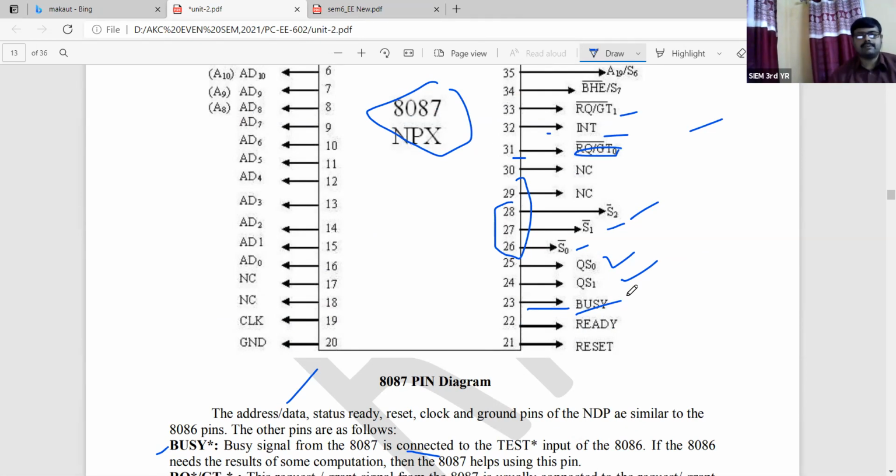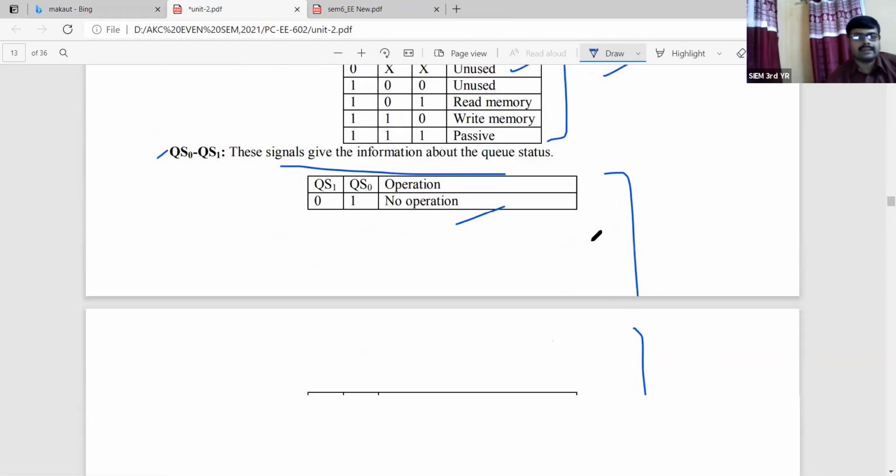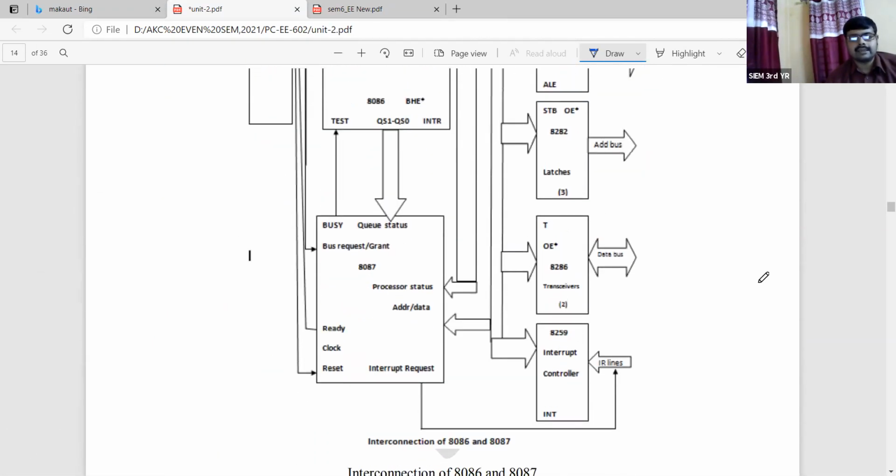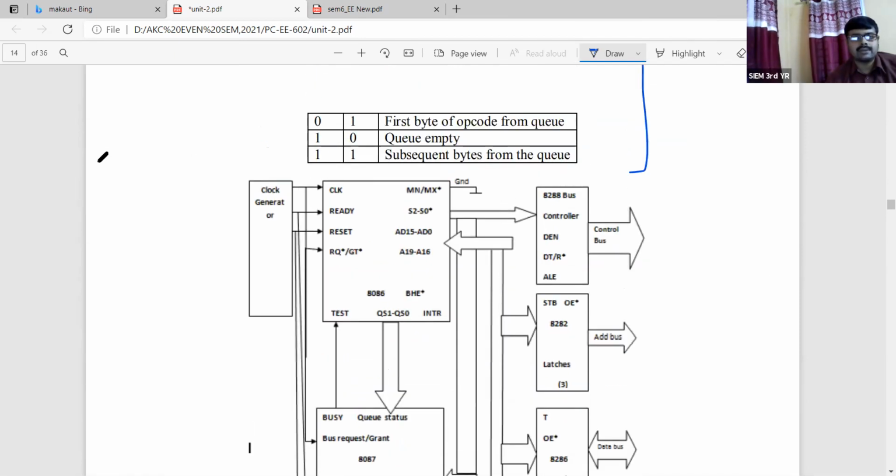Depending upon the value of QS1 and QS0. In the previous case, S0 bar, S1 bar and S2 bar are associated with only the status signal. But in this case, Q means a queue, that is a sequence, a path you have to follow. So QS0 and QS1, pin number 24 and 25, define the status. Next, you will find the interconnection of 8086 and 8087.